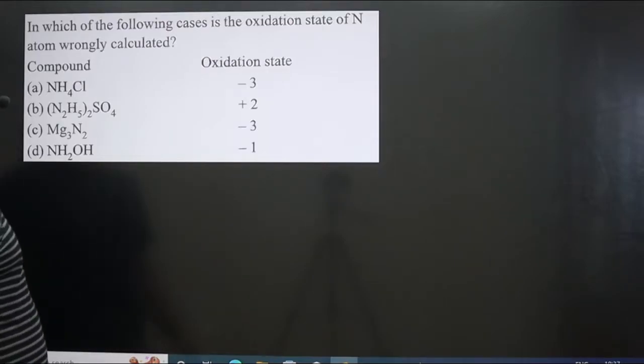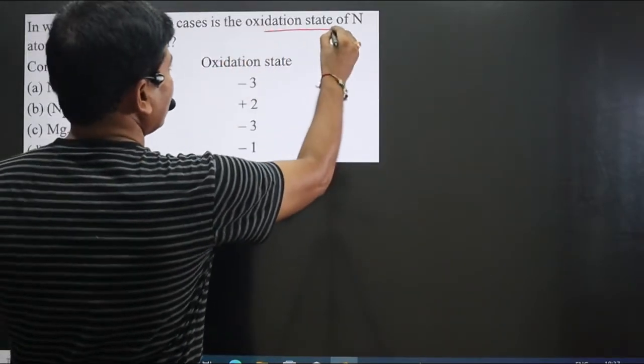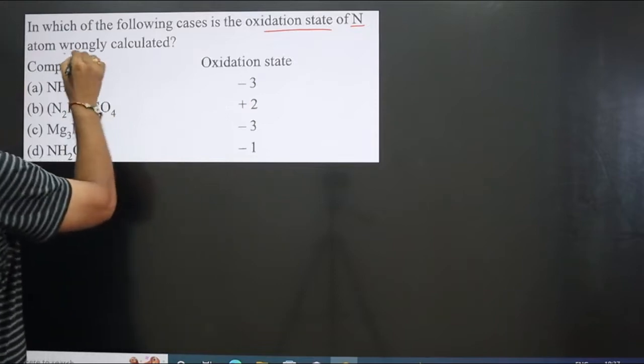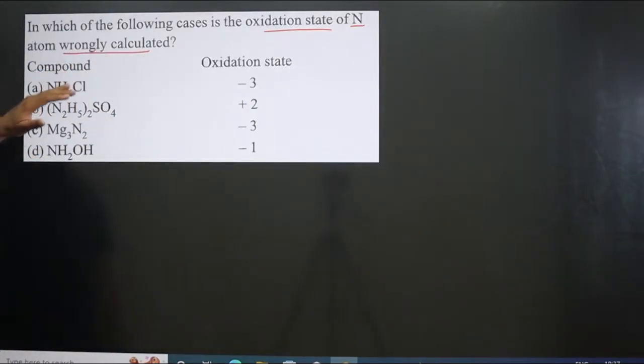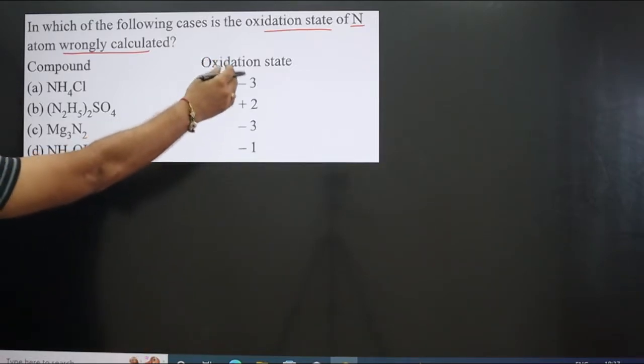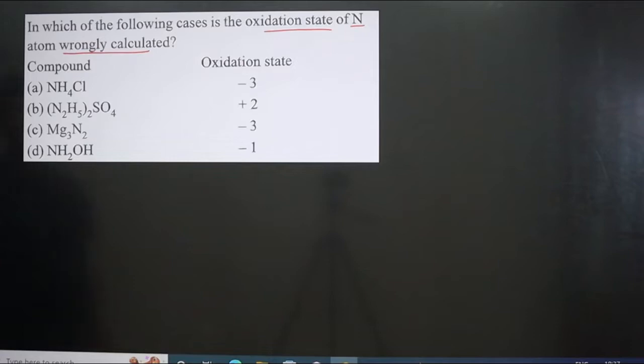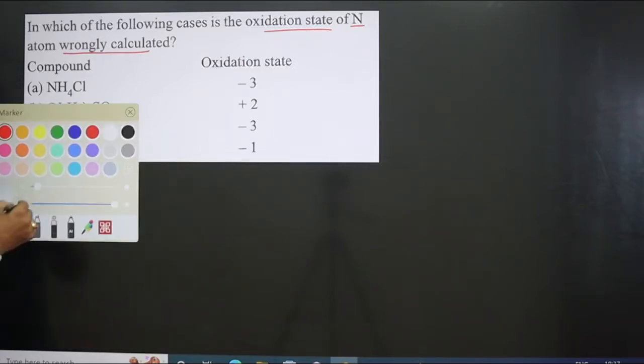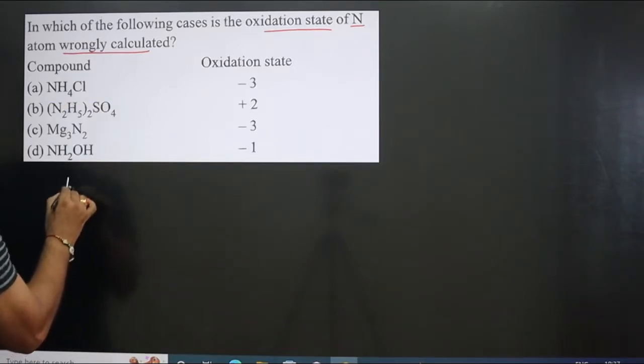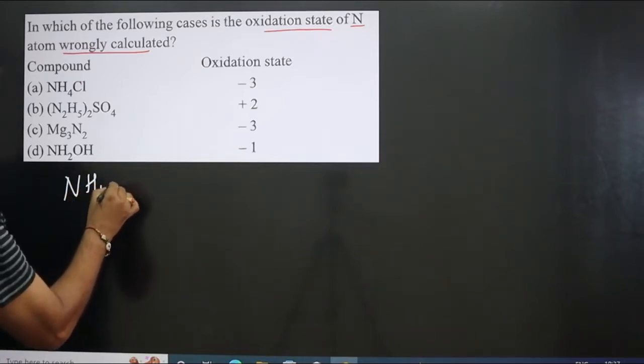The question says, in which of the following cases is the oxidation state of nitrogen atom wrongly calculated? In the given compounds, we can calculate the oxidation state of nitrogen, then match it with the given values. Okay, let's calculate one by one. The first compound given there is ammonium chloride.